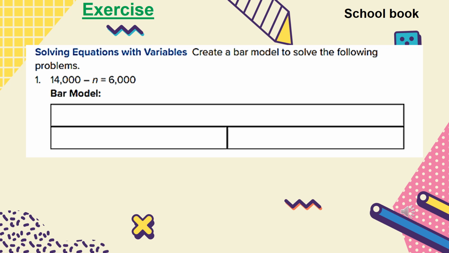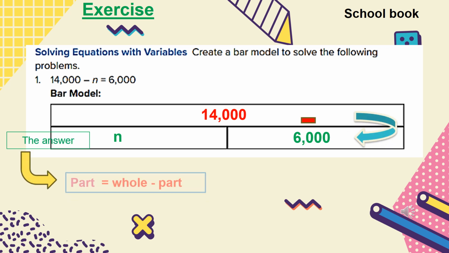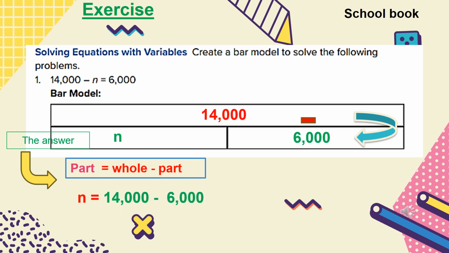From the school book, let's solve some exercises about the bar model. Number 1: if we have here 14,000 minus n equals 6,000. So we have a bar model and we need to put the whole. The whole is here in the minus before the sign. So the whole is 14,000 and n is a part and 6,000 is a part. So to get n, to get a part, we will make minus: whole minus part. So 14,000 minus 6,000 equals 8,000.